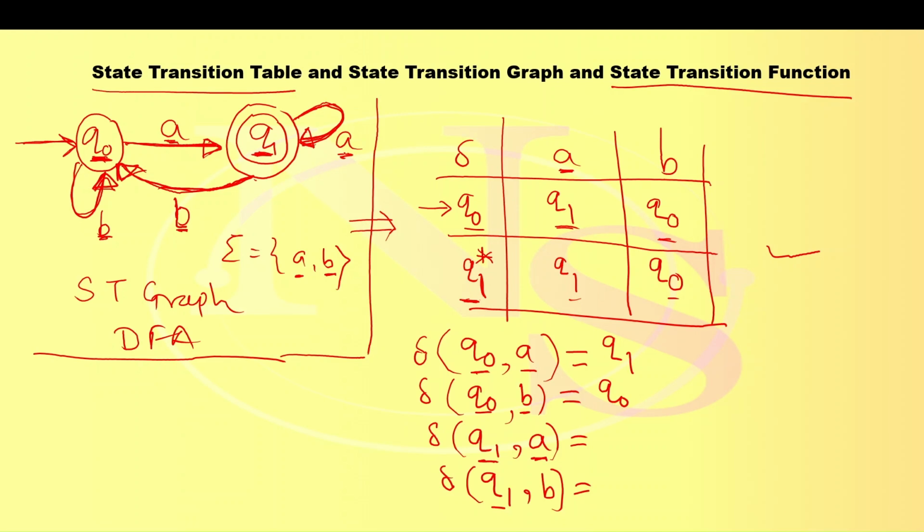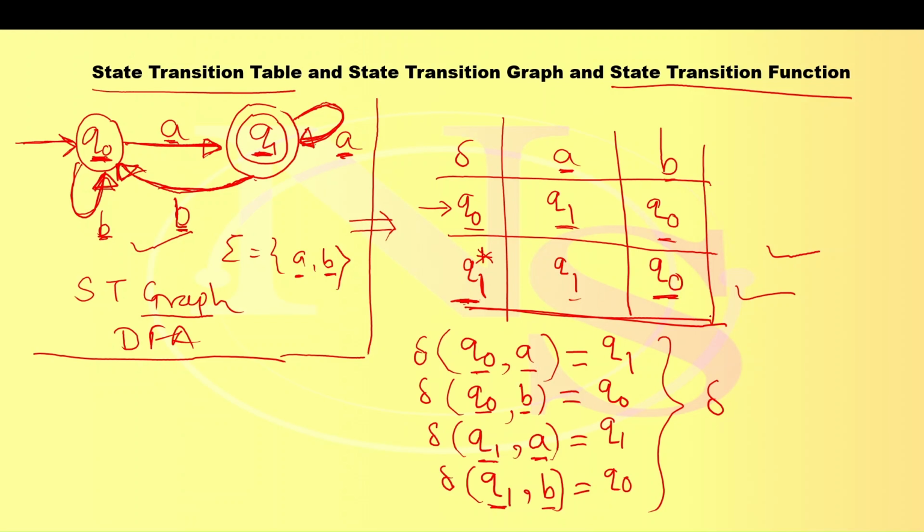So Q1 reading A goes to itself. Either you can utilize the DFA state transition graph, or you can use the state transition table also. How? For the last scenario, Q1 reading B, you can go to Q0. You can write here. So in this way you can write the state transition function from the given graph or from the given table. Either way you can write down the state transition function.